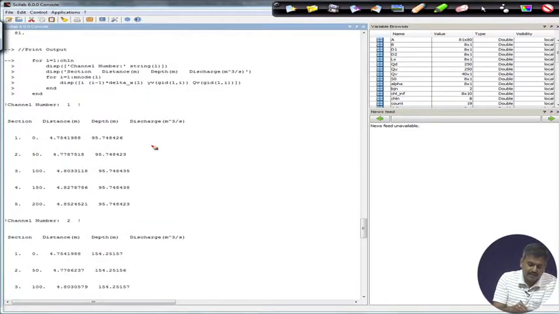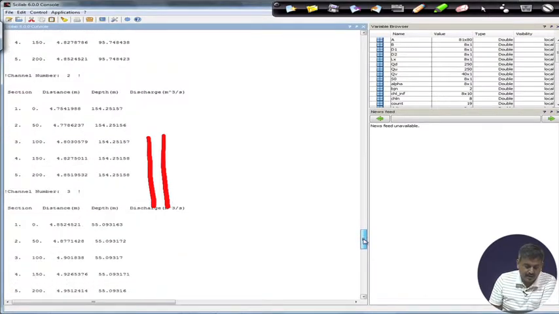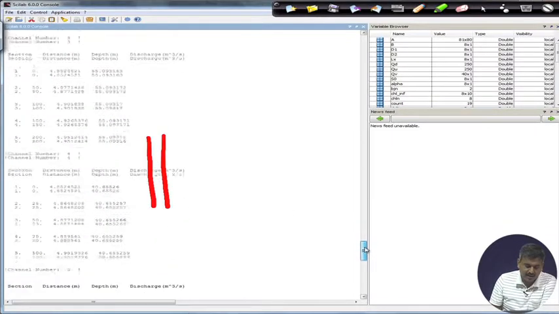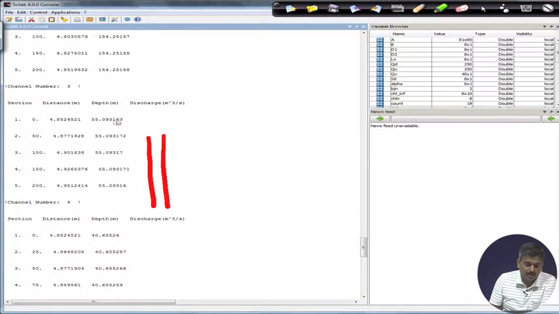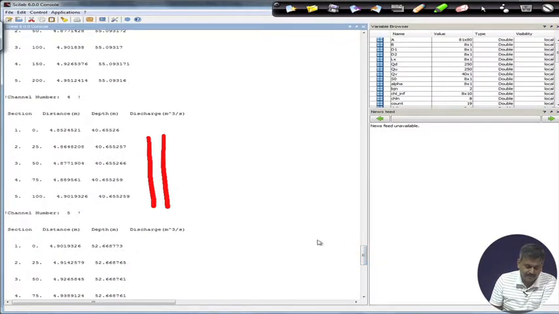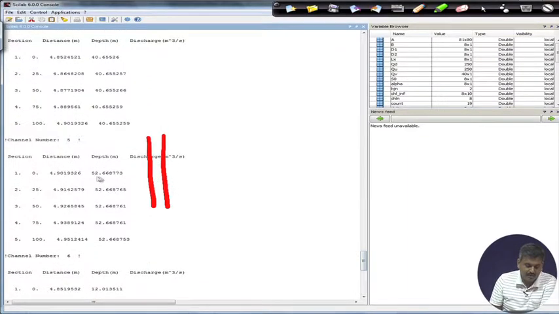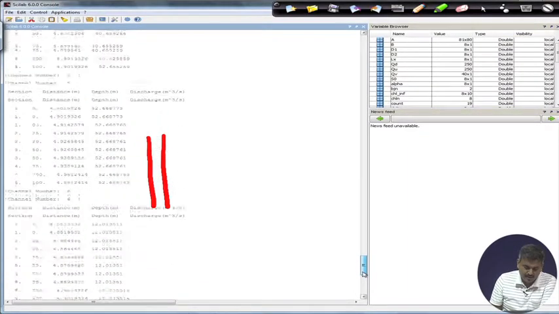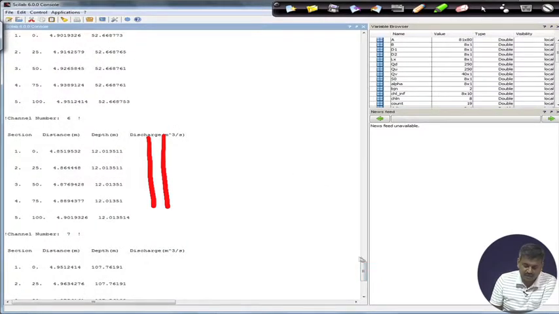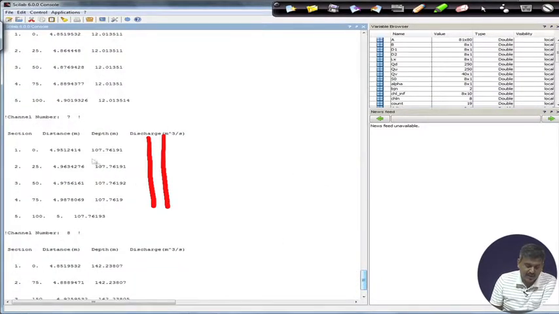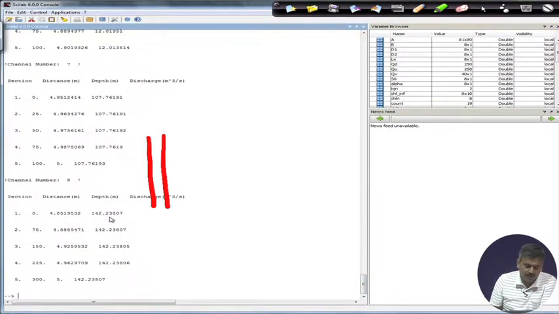In this case, I can see that for first channel I am getting 95.74, second channel 154.25, third channel I am getting 55.09, fourth channel 40.65, fifth channel 52.66, sixth channel 12.01, and seventh channel 107.76, eighth channel 142.23.